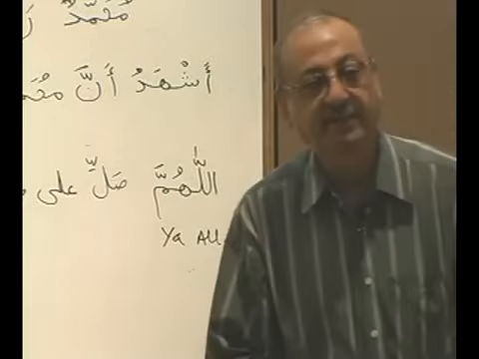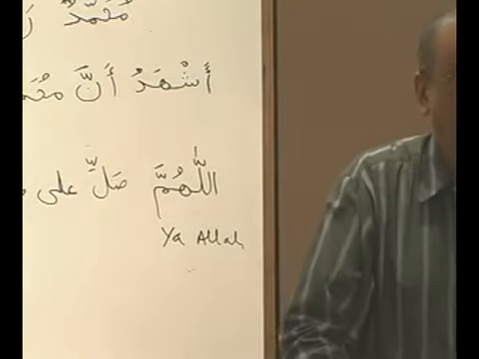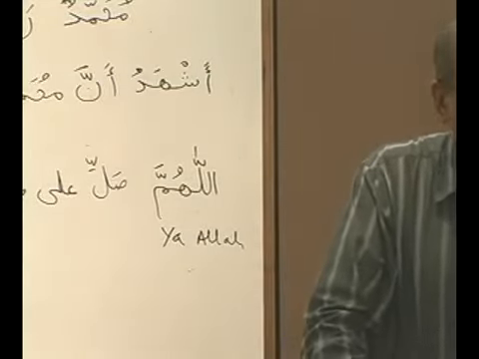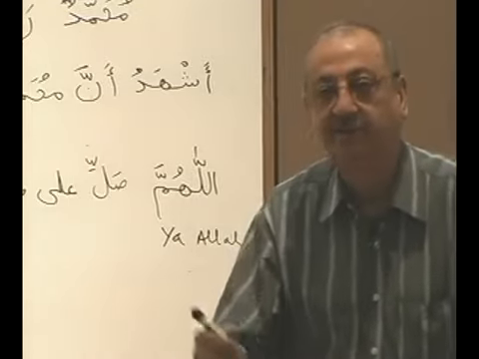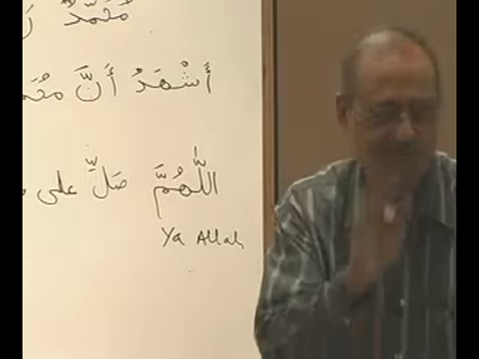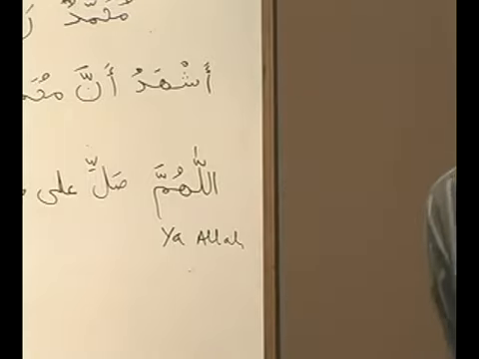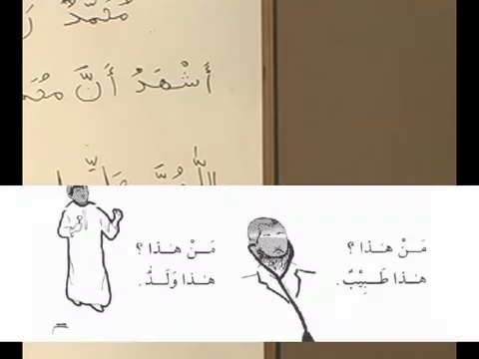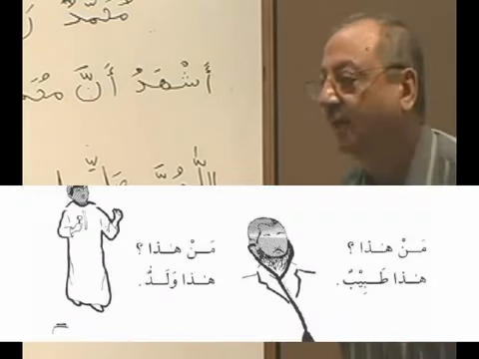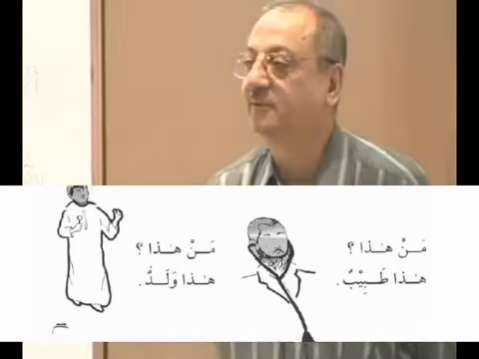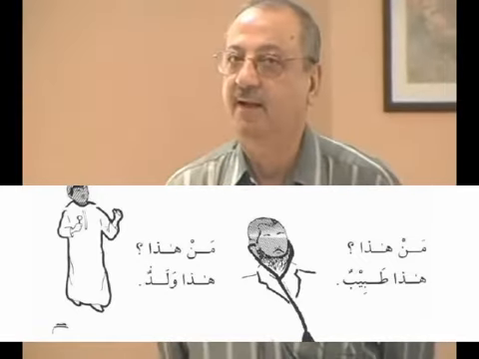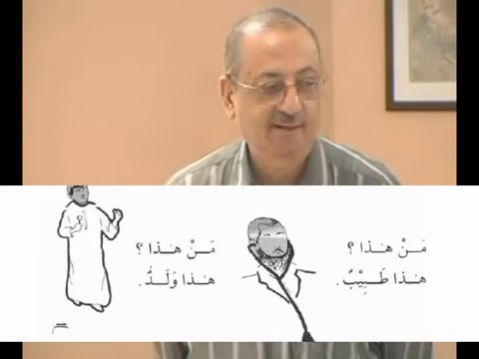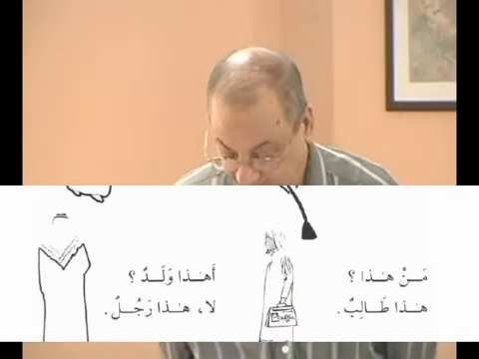So, for human beings, anything aql or rational nouns, we use man. For gair aql or irrational nouns, we use ma. Simple, brother. So, let's see now. Look at the picture, and what is the question? Man haza? Haza tabibun. What is the meaning of tabibun? Doctor. Got the idea? Haza tabibun. Man haza? Haza waladun. Got the idea, brothers and sisters?